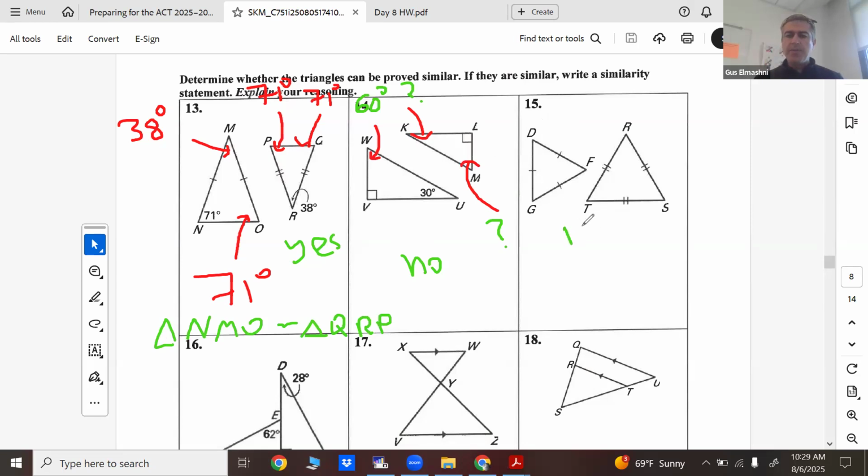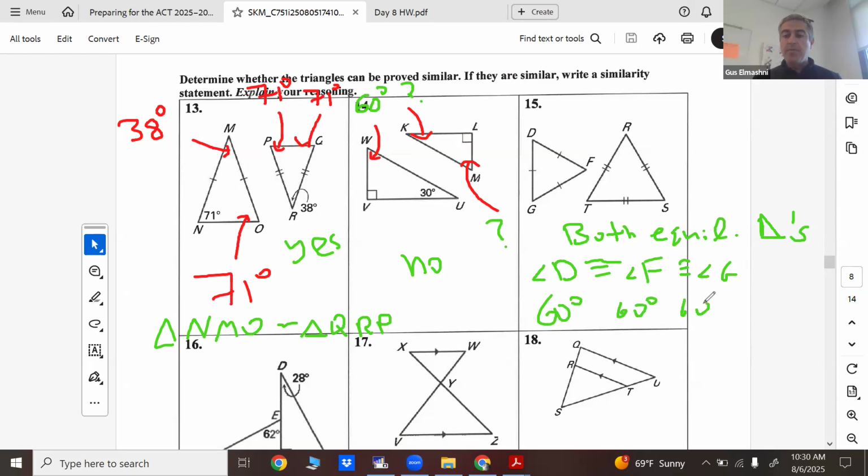These are both equilateral triangles. So angles D, F, G are all the same, right? These are all 60 degrees. Likewise, the other triangle too. So the answer is yes again.